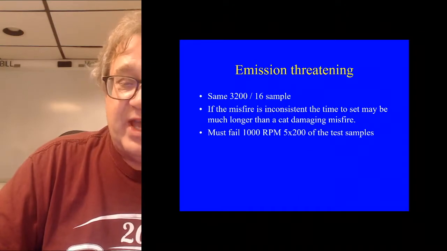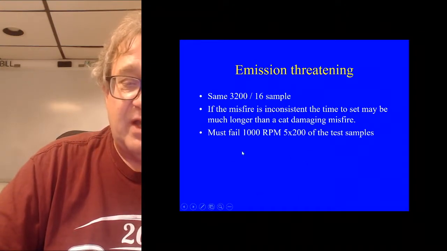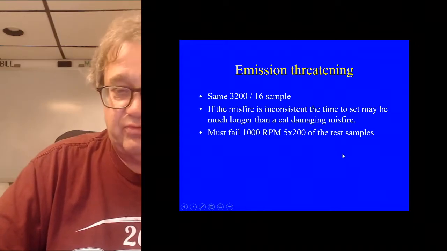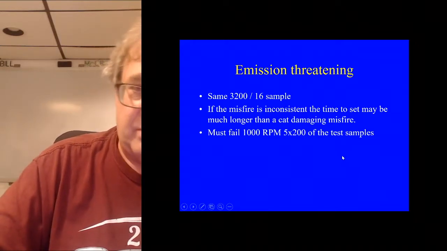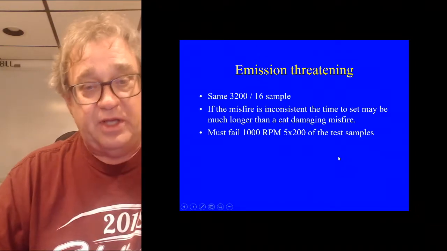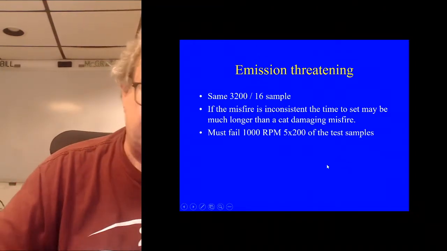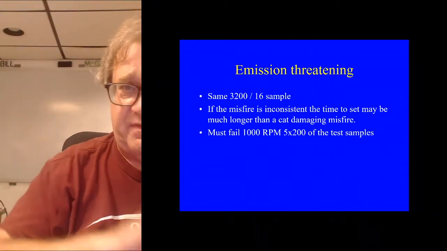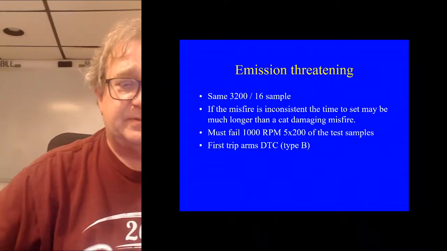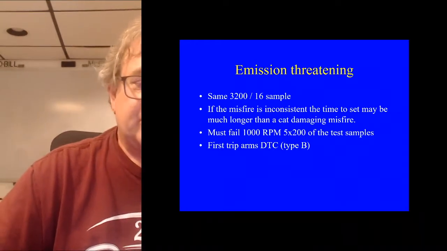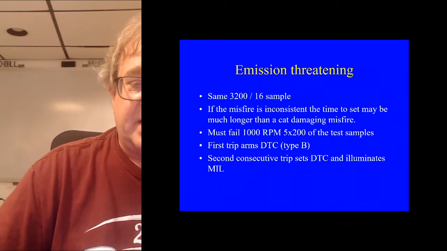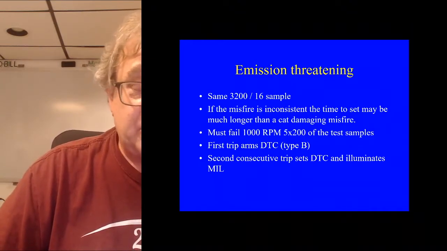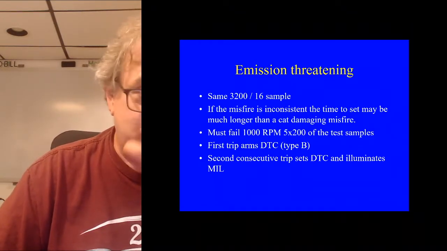But it still must fail 5 of the 200 revolution test samples. It must fail within 1,000 of those revolutions over the 3,200 revolution cycle, if that makes any sense. First trip earns the DTC, and the second consecutive trip under the same speed and load and coolant temp trips the trigger and turns on the light.